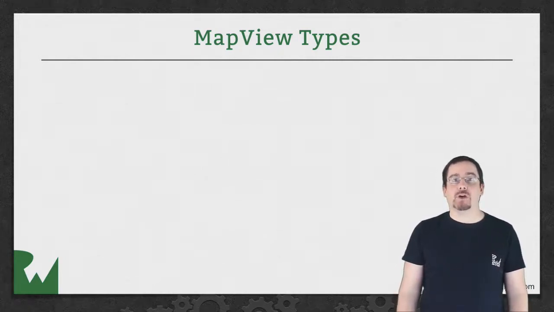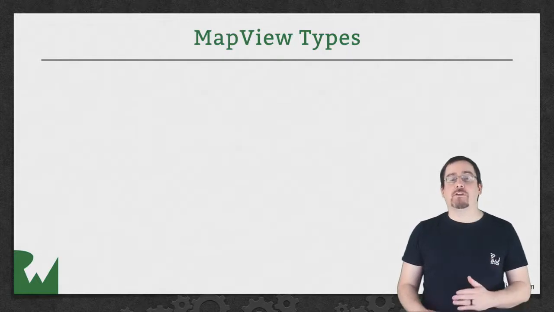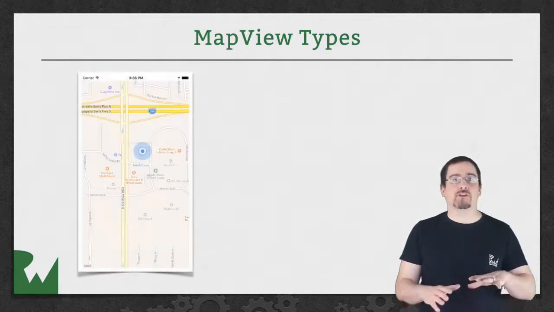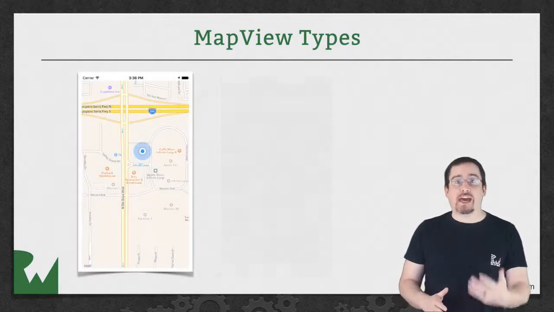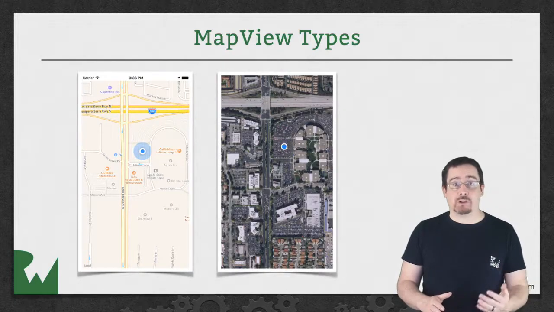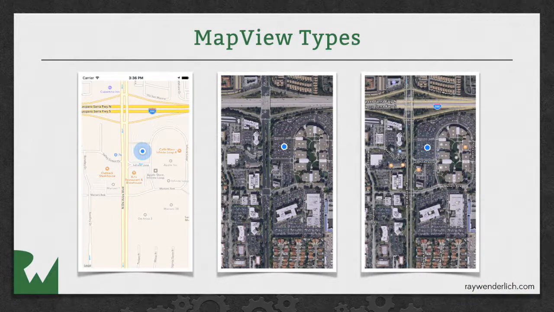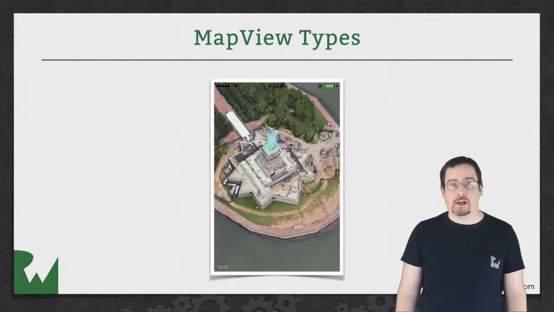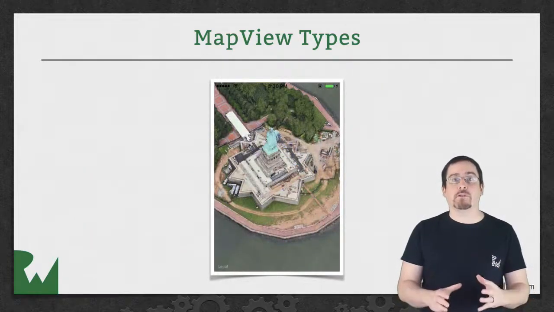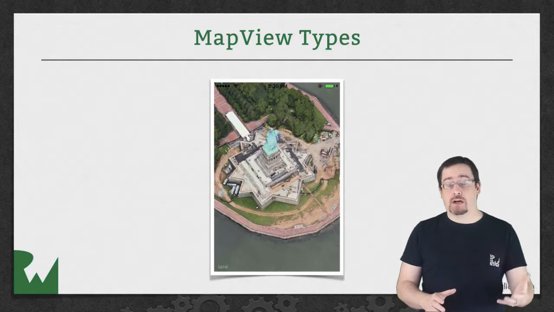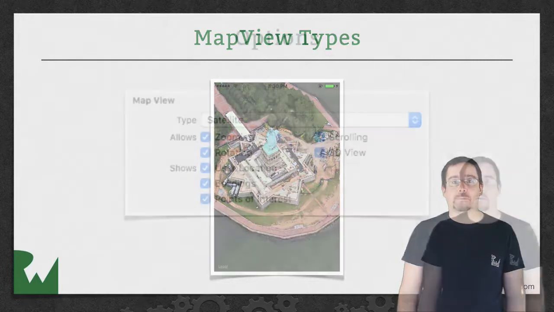The MKMapView comes with four different map types. The first is a standard map type. This is just a map with line drawings. The satellite map view provides satellite imagery of the location. The hybrid provides roads, landmarks, and other information over the satellite view. And finally, there's the satellite flyover and hybrid flyover, which present 3D representations of your map, which we'll be covering later in this video series.